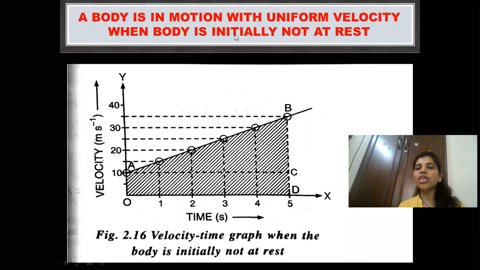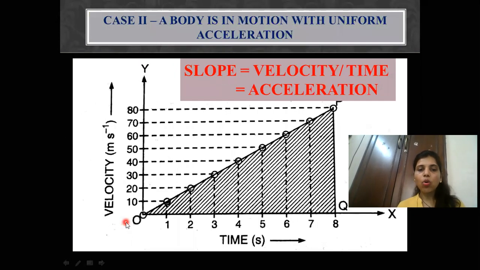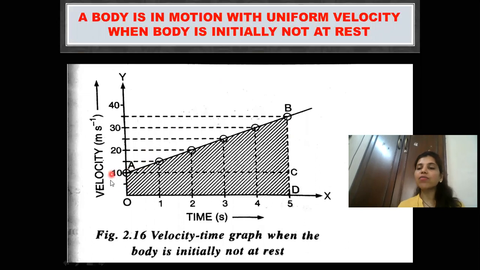So here you can see in the heading, that's why I've written when the body is initially not at rest. So this is very important. And in the previous slide, you can see that the body is initially having zero velocity. That means the body is starting from rest and then it is traveling with uniform velocity. But here the body is traveling with 10 meter per second. That means the body is not initially at rest. So this comment you have to write when you're writing the type of motion for the graphical representation. So I hope children till here it's clear.